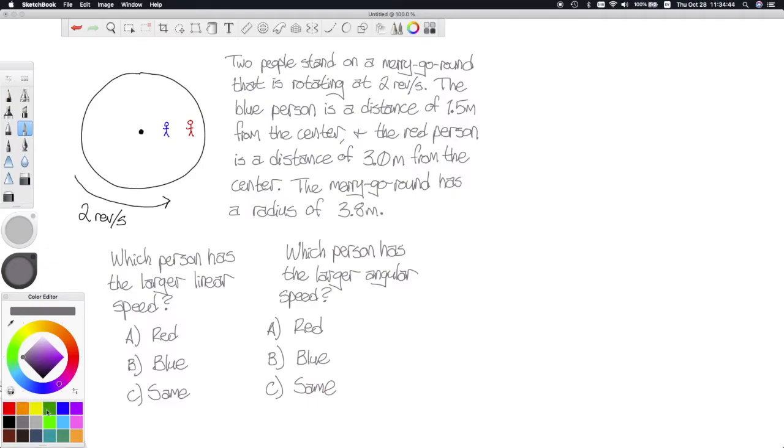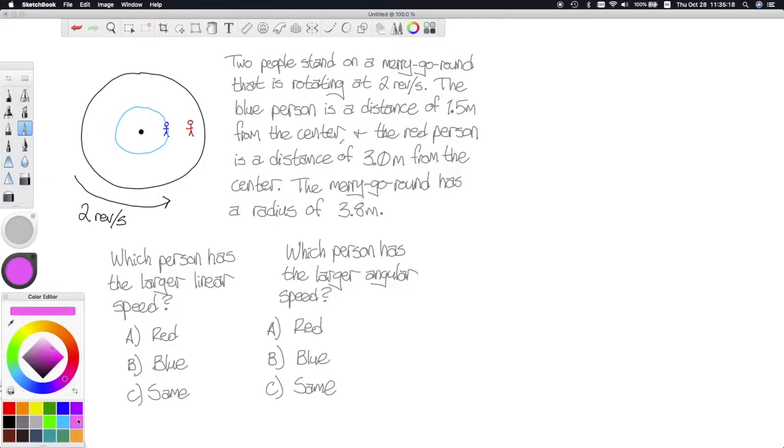First, let's look at which person has the larger linear speed. Linear speed is the amount of distance that a person covers divided by the amount of time it takes them to cover that distance. This blue person is moving around in a circle, and they will have to cover that full distance, the circumference of this blue circle, in 1 full rotation, however long that takes. At 2 revolutions per second, that would be half a second it takes to cover that distance.